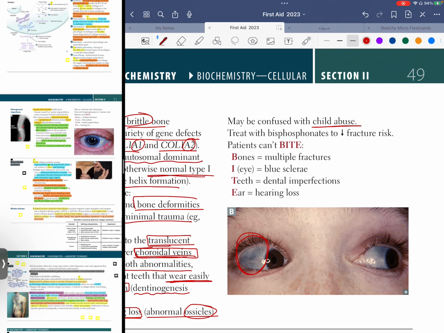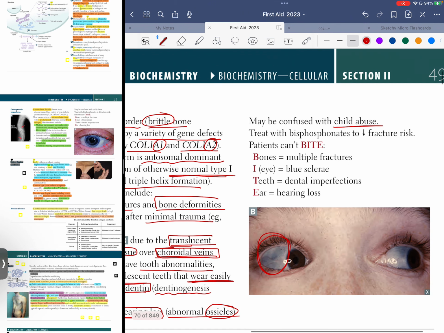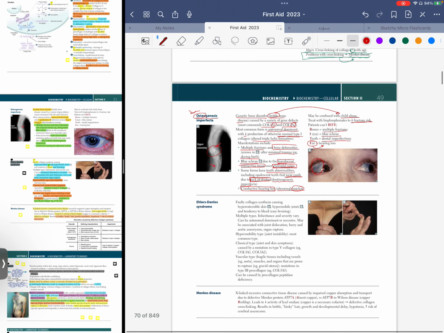It may be confused with child abuse. Okay, because I guess the baby has a lot of hits and a lot of trauma due to brittle bones, so it looks or sounds like child abuse. Treat with bisphosphonate to reduce risk of fracture. Patients can't bite bones, so they could have multiple features. The eye could have blue sclera, teeth could have dental imperfections, and the ear could have hearing loss. That's for osteogenesis imperfecta. Let's see what we have over here.